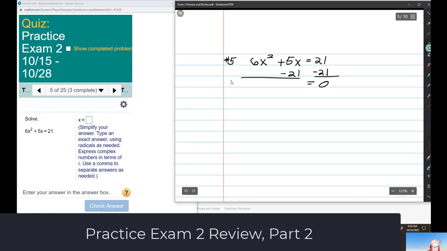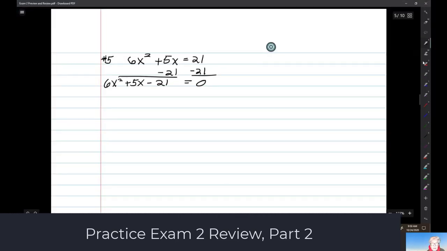So this will get me 6x squared plus 5x minus 21. And I am definitely using the quadratic formula here. Okay, so A is 6, B is 5, C is negative 21.